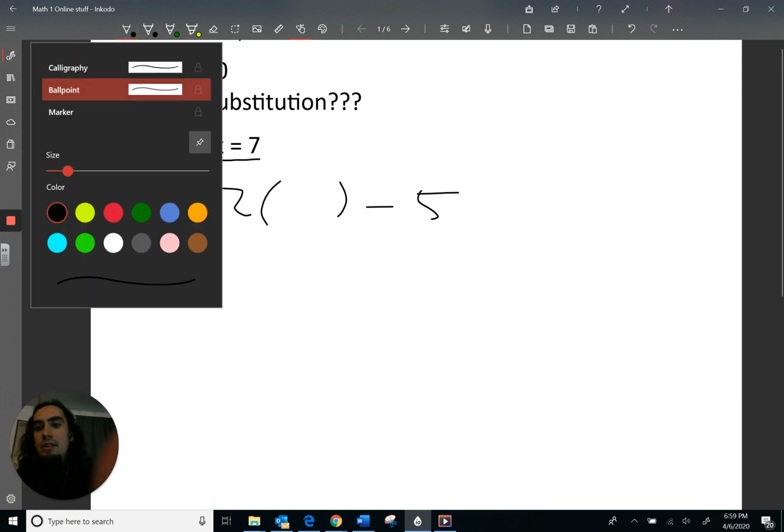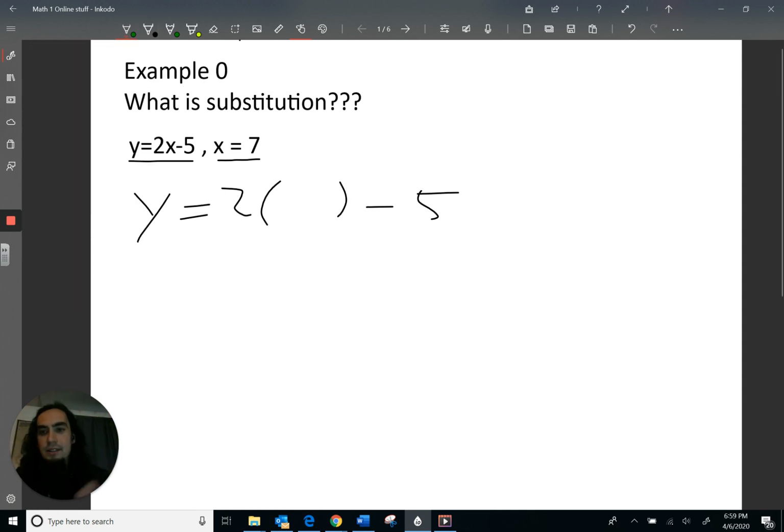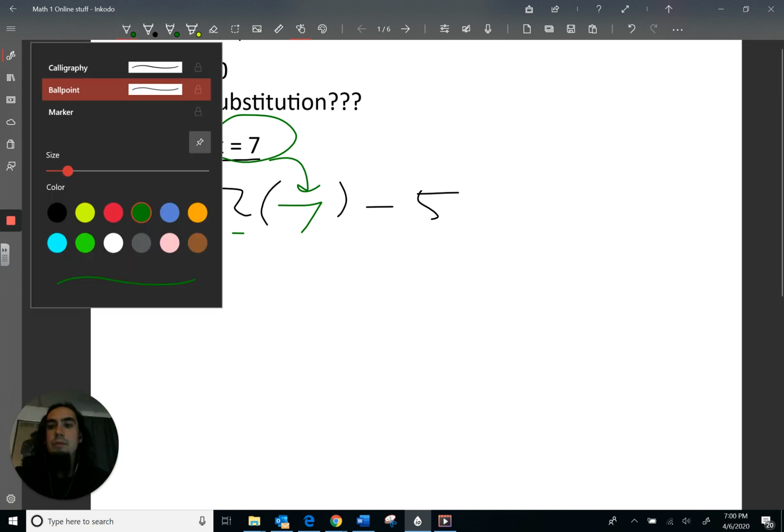So in this case, we know that x is 7. So when I read this equation, y equals 2x minus 5, I'm not going to put the x there. Instead of x, I'm going to put whatever x is. And x is 7. So now it says y equals 2 times 7 minus 5. Okay, great. So we did the substitution.